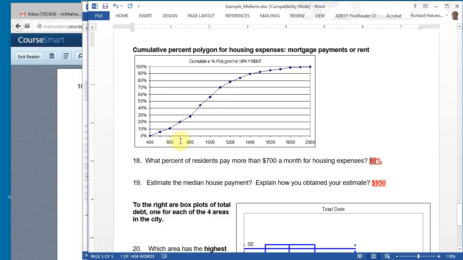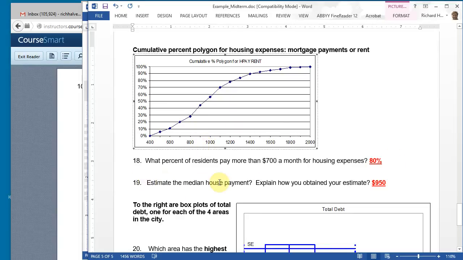We look at 700, it's 20%. This 20% is what's less than 700, and we want what's greater than 700. So the total of course is 100%. We want from 20% to 100%, which is all of the residents paying more than 700.